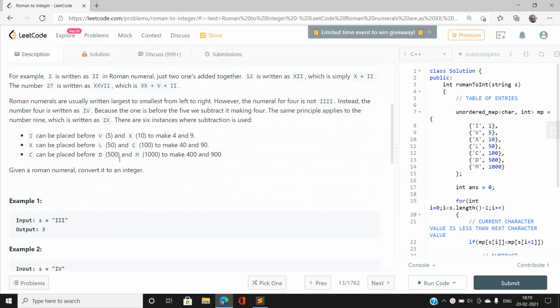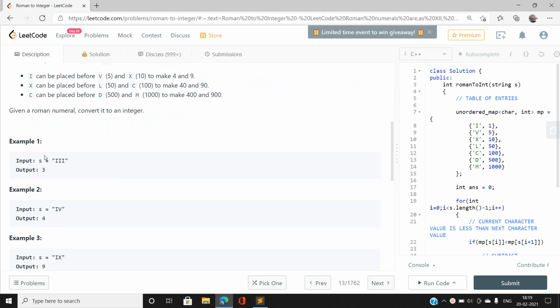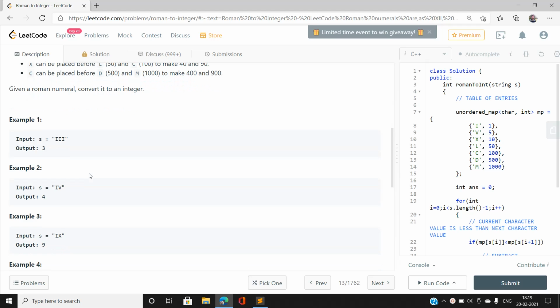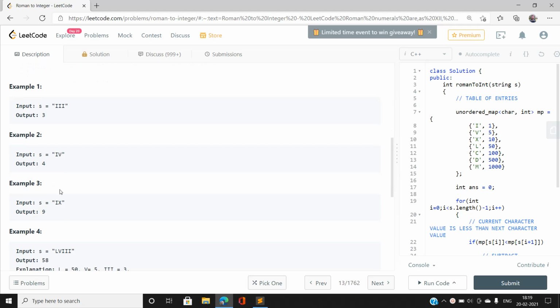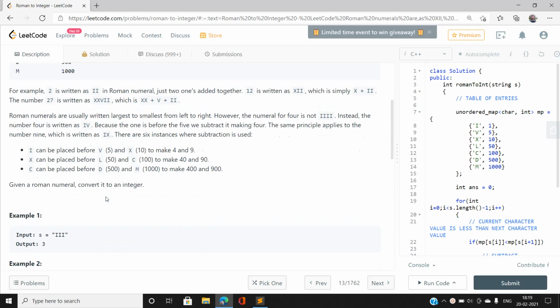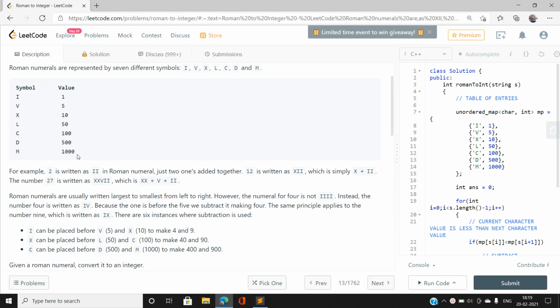Let's move to the example. Suppose it is given s equals III. So we all know that this is representing the value 3 in integer form, and this is string s, which is in Roman form. And similarly this will be denoting 4, and similarly this will be denoting 9, and there is a table of entries also. You can understand this also.